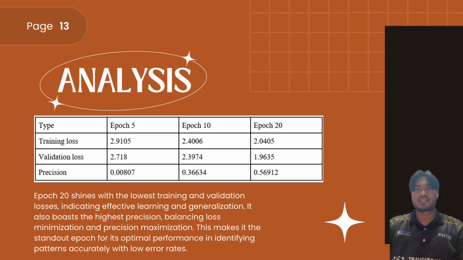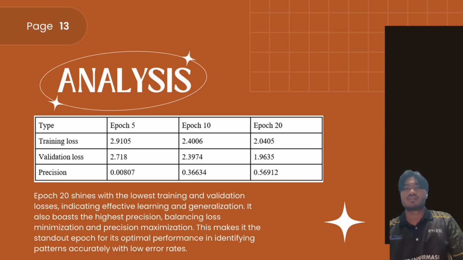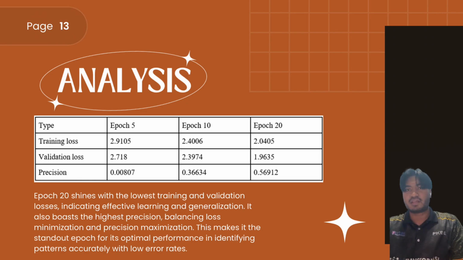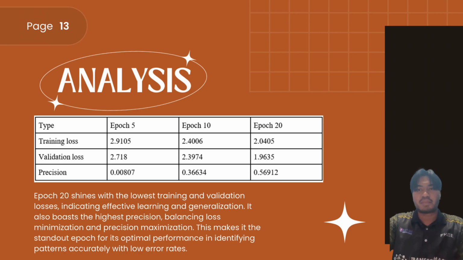For the analysis, we have compared the three types of epochs, which are 5, 10, and 20. We compared three measures: training loss, validation loss, and precision. As you can see, epoch 20 is better than both of the others because it has better precision and fewer losses. This makes it the standout epoch for its optimal performance. It identifies patterns accurately with low error rates.